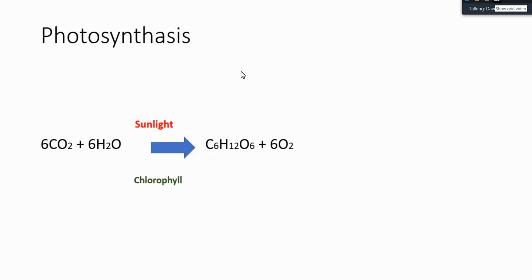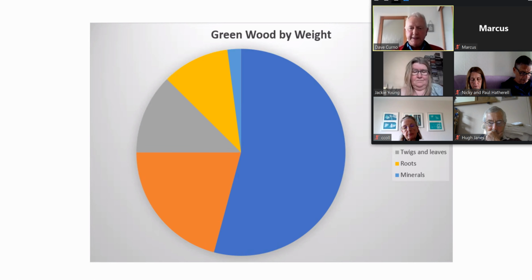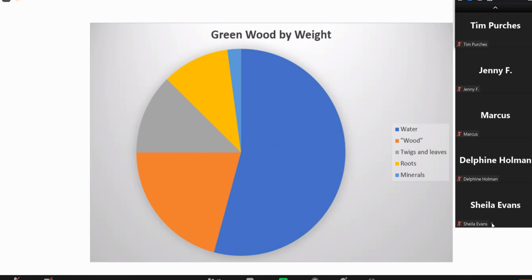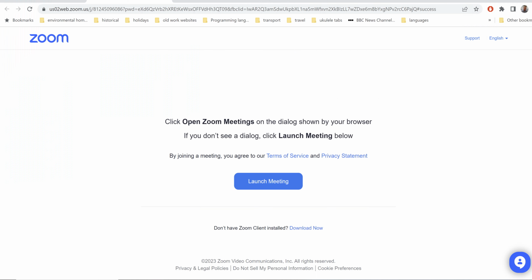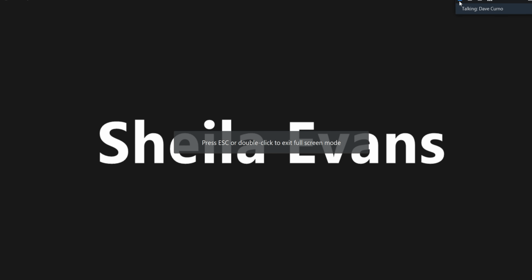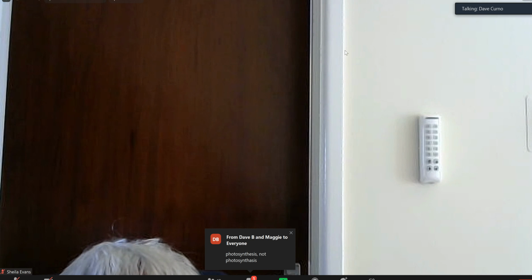So this is a rough diagram of what the mass of a tree consists of when it's alive. There's a lot of water in the tree, and I must say that these proportions will vary from tree to tree and from species to species, and that will be the case for a lot of the slides that I'm showing. But this gives a good idea that over half of the weight of a growing tree is water, and that's important for lots of reasons, including the photosynthesis.